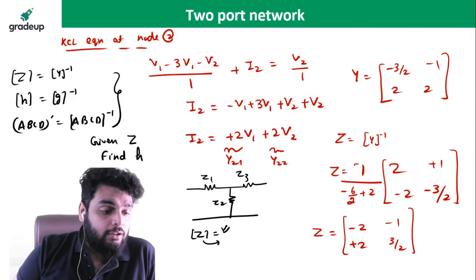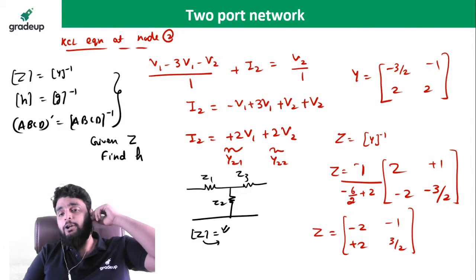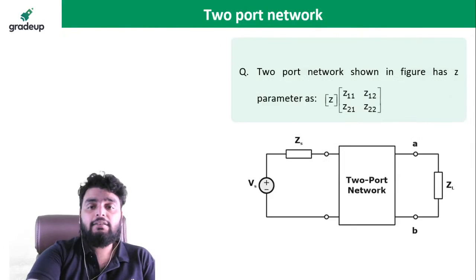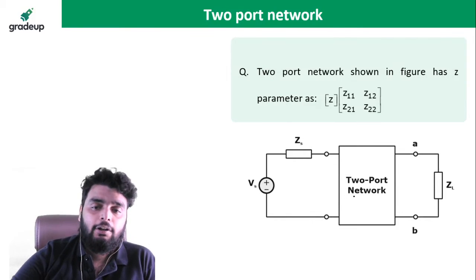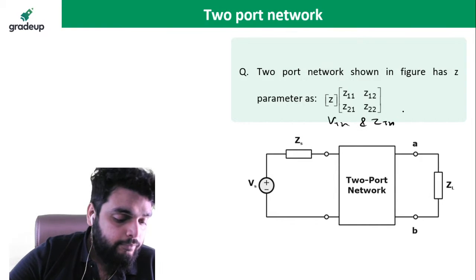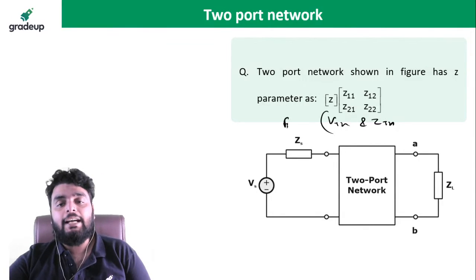So tell me, do you want to do one last question or do you want to end the session right now? Although this is a very good question. In this question, the Z parameter of the network is given and I need to find out VTH and ZTH.